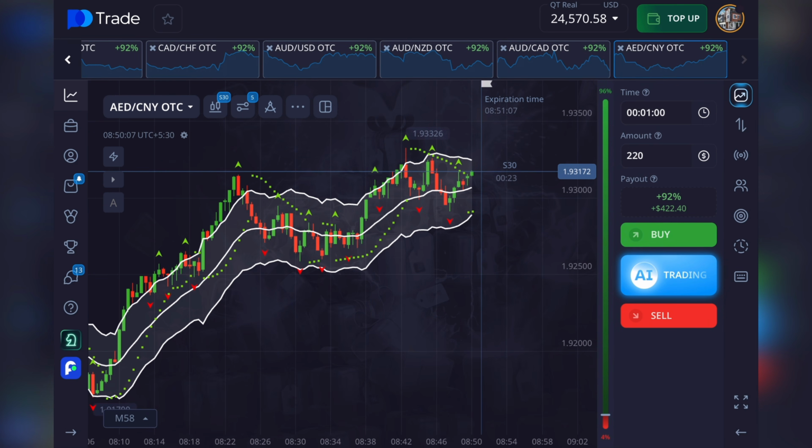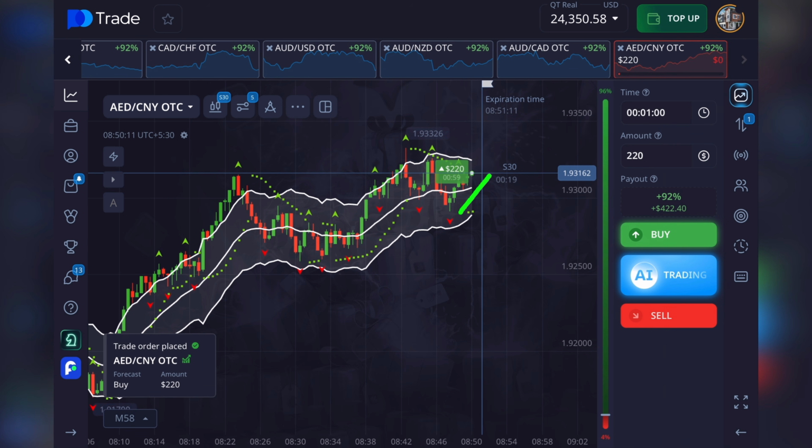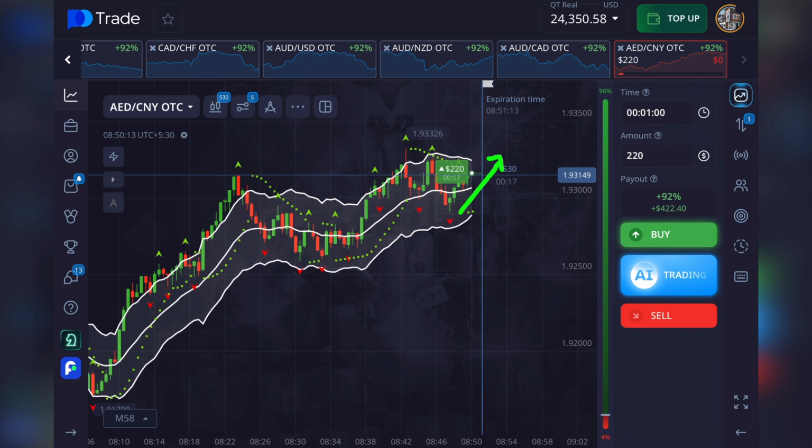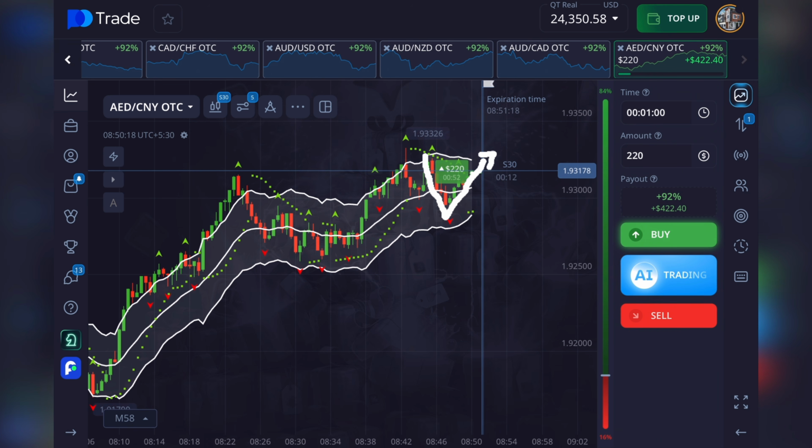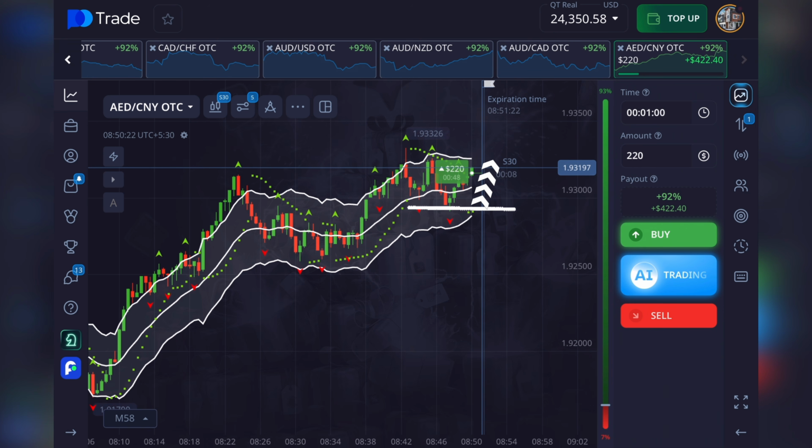So, after checking a few currency pairs, I found a chart that looks interesting. Here, the market was already moving in a bullish direction. After a small pullback, price started moving upward again from the middle area of the Keltner Channel, which suggested that the market was still holding its bullish structure.